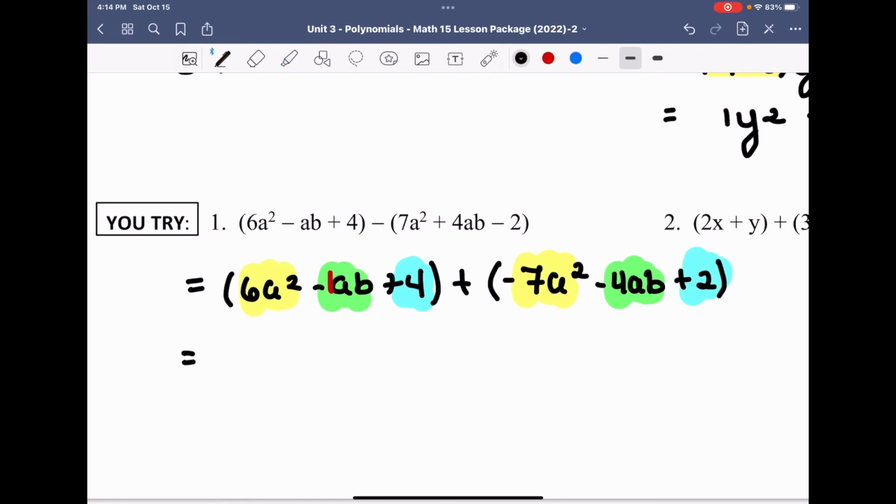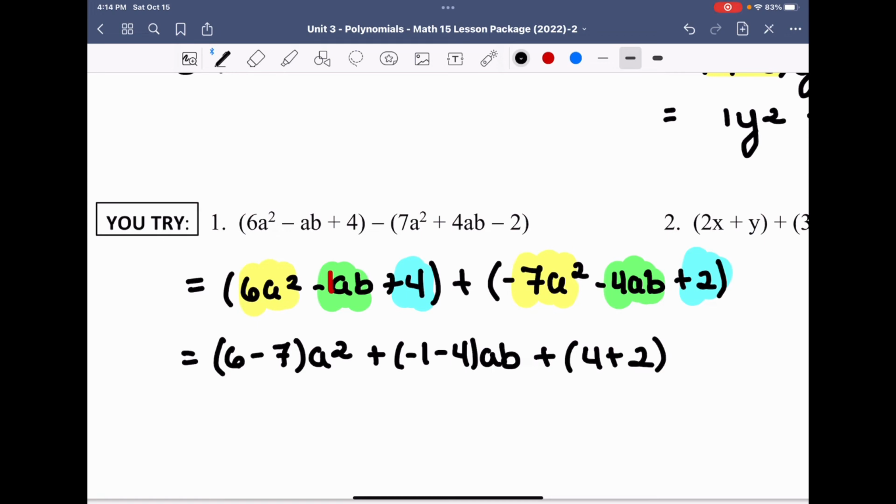This is equal to 6 minus 7 a squareds, negative ab or negative 1ab minus 4ab. This is negative 1 minus 4 abs. And then finally, I have the constants of 4 plus 2. This will simplify to 6 minus 7 is negative a squared. Negative 1 minus 4 is a negative 5ab. And finally, 4 plus 2, that's a positive 6. So there's our simplified statement.